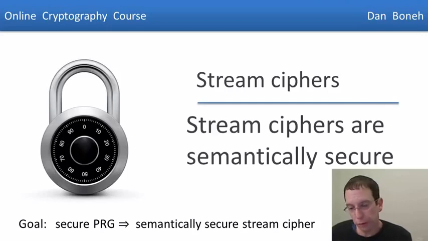So now that we understand what a secure PRG is, and we understand what semantic security means, we can actually argue that a stream cipher with a secure PRG is in fact semantically secure. So that's our goal for this segment. It's a fairly straightforward proof, and we'll see how it goes.